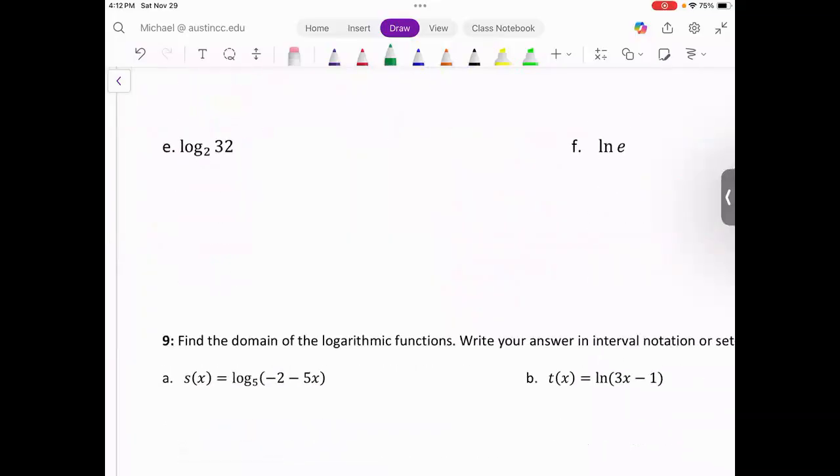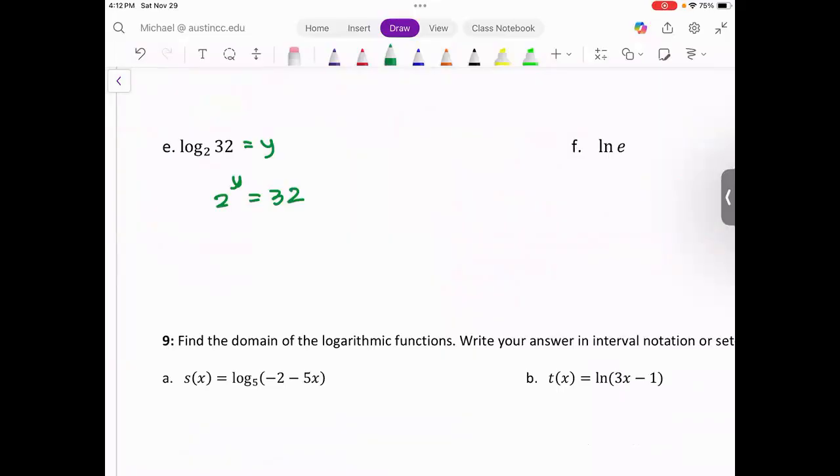Log base 2 of 32. Again, set it equal to y and convert. So 2 to the y equals 32. Here, you might need to play around with the calculator a little bit and figure out what power we might raise 2 to get 32.